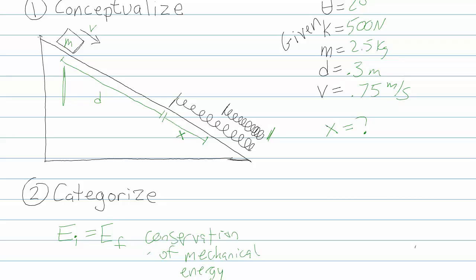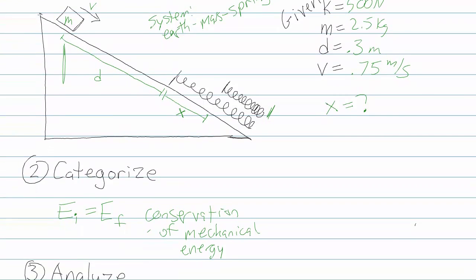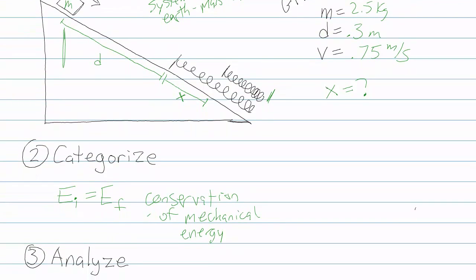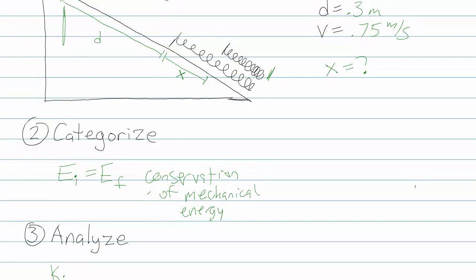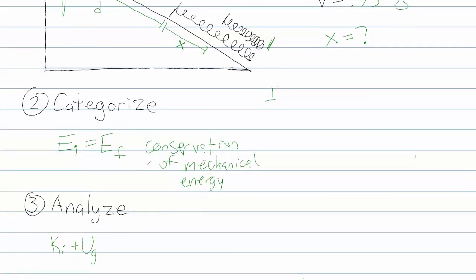We have an isolated system consisting of the mass that's sliding, the earth because of the gravitational involvement, and the spring itself. So now we're ready to analyze the system. If we take a look at what types of energy we have at the beginning, we know that we have some kinetic energy because we're being pushed down the hill. We know we have some initial gravitational potential energy.